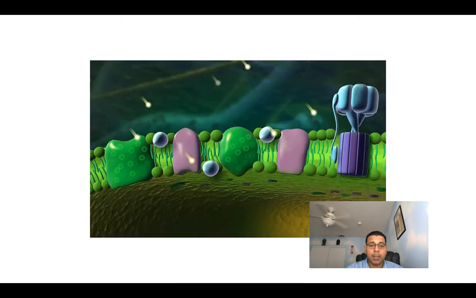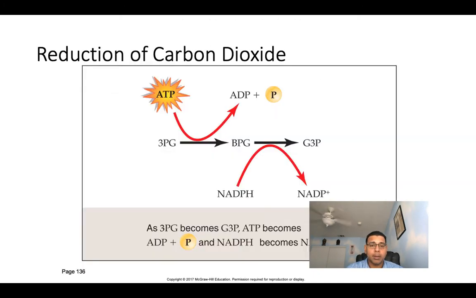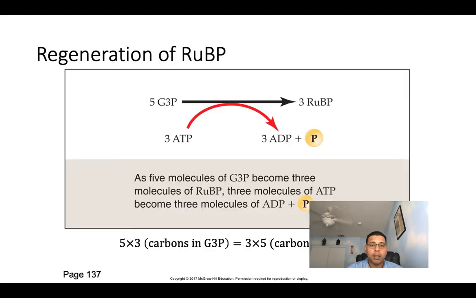So here we could see that. We saw that reaction in greater detail, a 2-step process. And then here you could see 5 times 3 carbons in our G3P is going to be equal to 3 times 5, which is carbons in our RuBP. This reaction also uses some of the ATP that's produced by the light reactions.